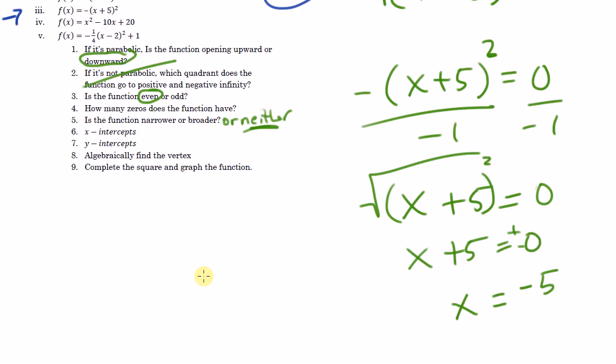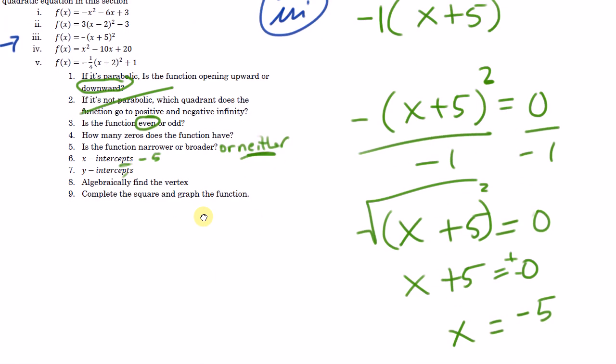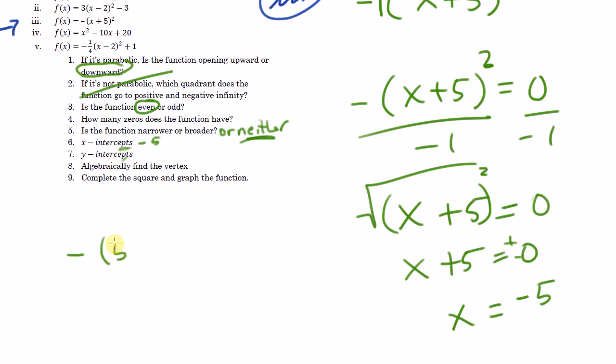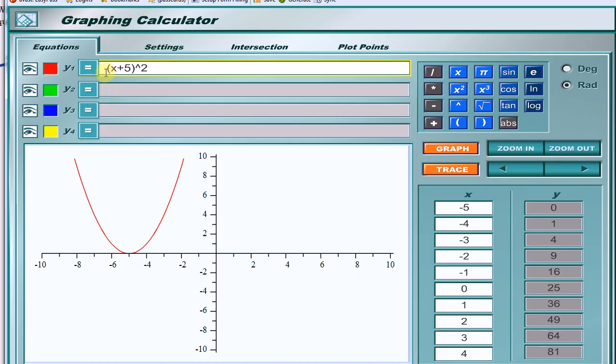Alright, so those were my zeros. So the x-intercepts are negative 5. The y-intercept, go back up here, and that's when x is 0. So we're going to have negative 5 squared. That's going to be negative 25. So it crosses, or wait. Oh, you know what? I know what it is. That's interesting. Hang on. Let's go back to the graphing calculator. I forgot to put the negative in front of here, and I should have noticed that, but I didn't. There we go. And it crosses down here at negative 25.